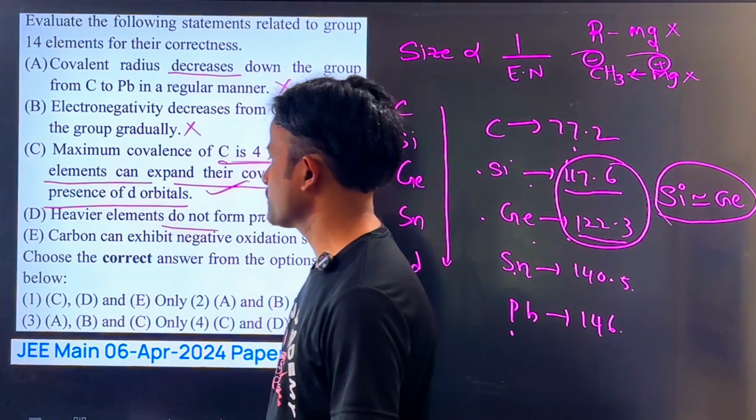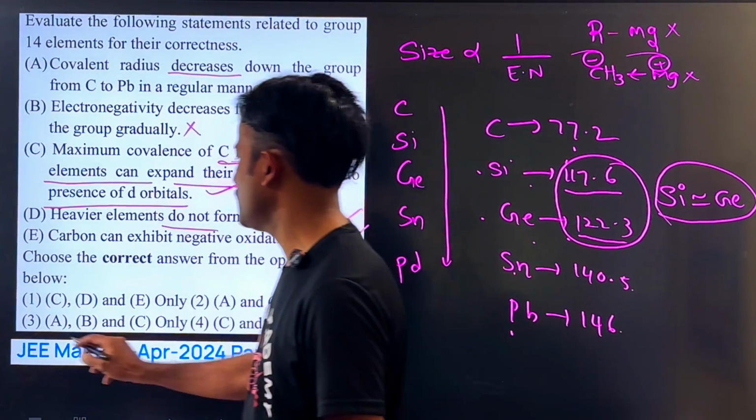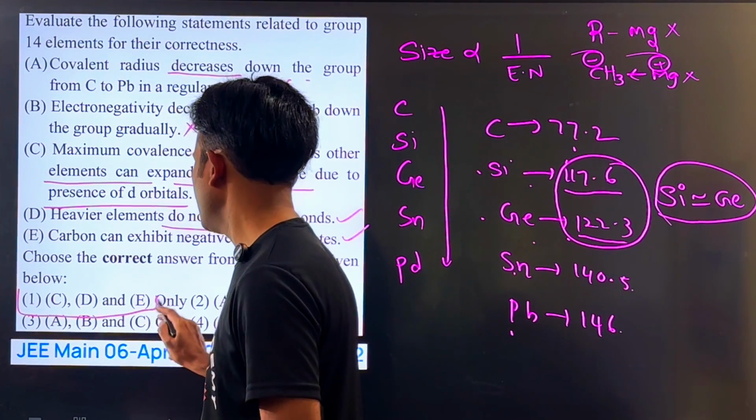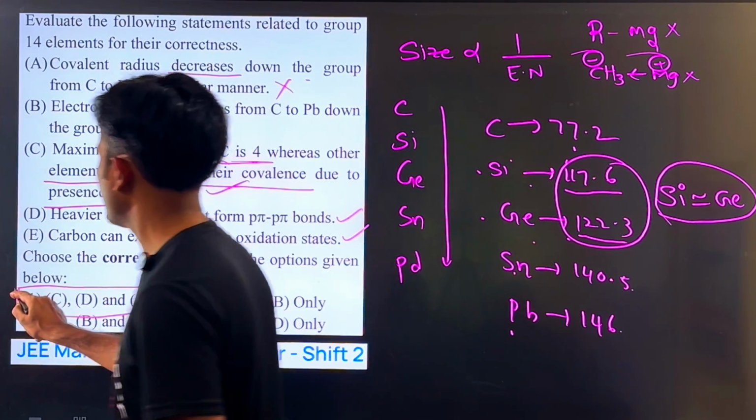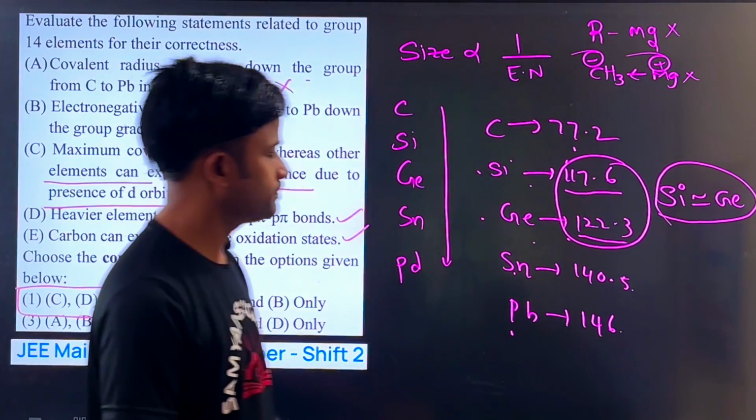So which one is the right option here? C, D and E. And where is it coming here? In option 1. So option 1 is the correct option. Is it clear, everyone? Okay. Then move on to the next question.